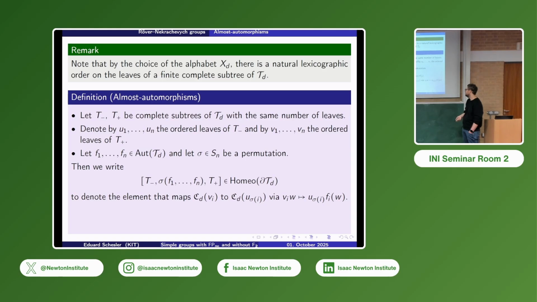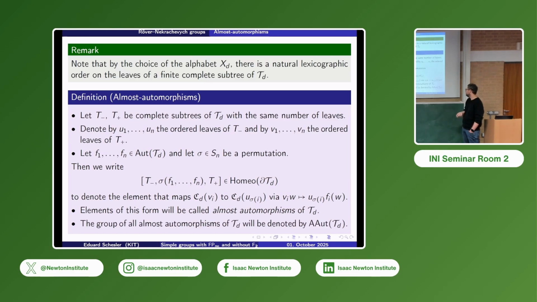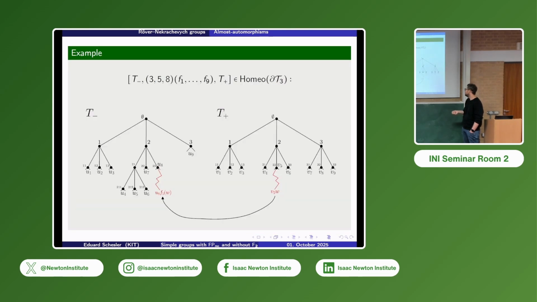So let's consider, yeah, homomorphisms that arise in this way are called almost automorphisms, denoted by Aut TD. So let's consider an example. We have this almost automorphism.